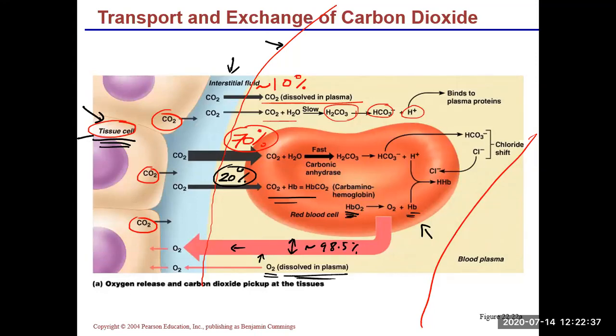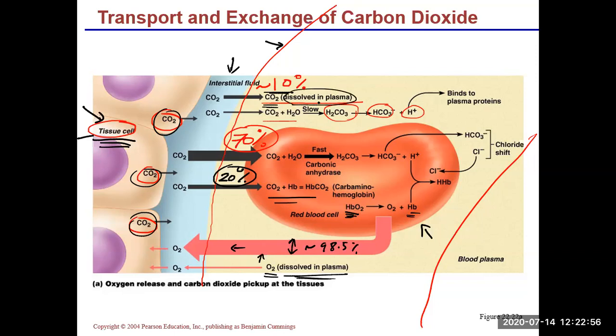What about the carbon dioxide now? Yes, tissues are producing a lot of carbon dioxide. All of this carbon dioxide needs to be exiting, and you don't want to create bubbles inside. So look, that's why 10%, out of these 10%, 7% of it dissolves in the plasma, right?